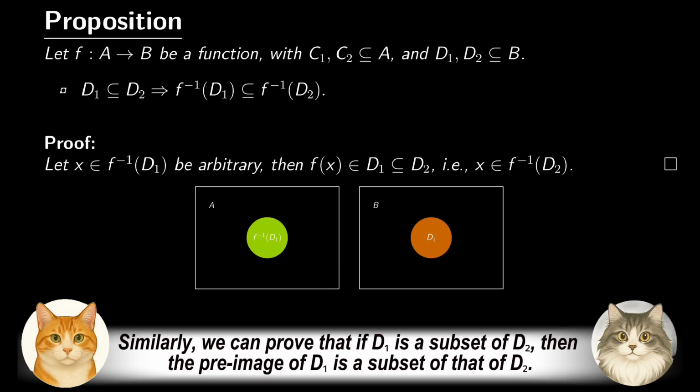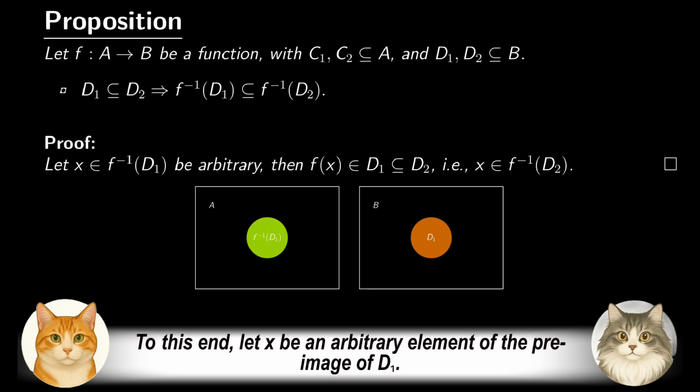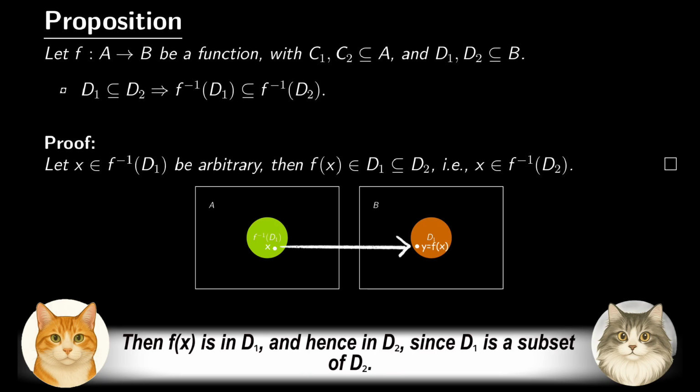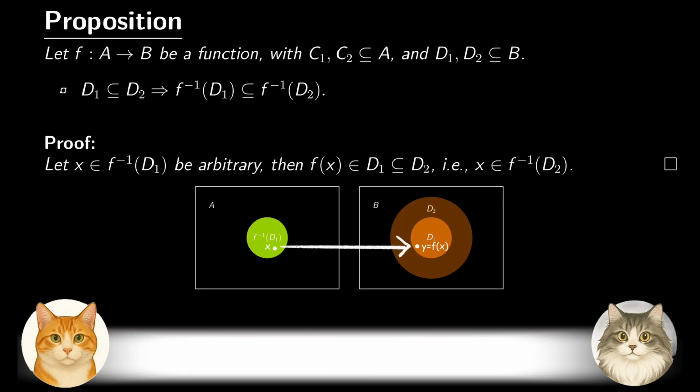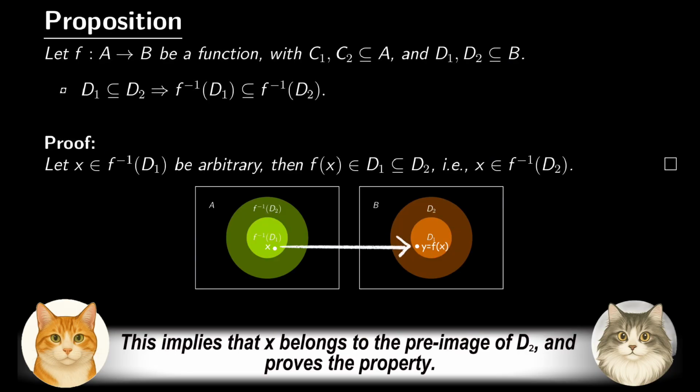Similarly, we can prove that if D1 is a subset of D2, then the preimage of D1 is a subset of that of D2. To this end, let x be an arbitrary element of the preimage of D1. Then f(x) is in D1, and hence in D2 since D1 is a subset of D2. This implies that x belongs to the preimage of D2 and proves the property.